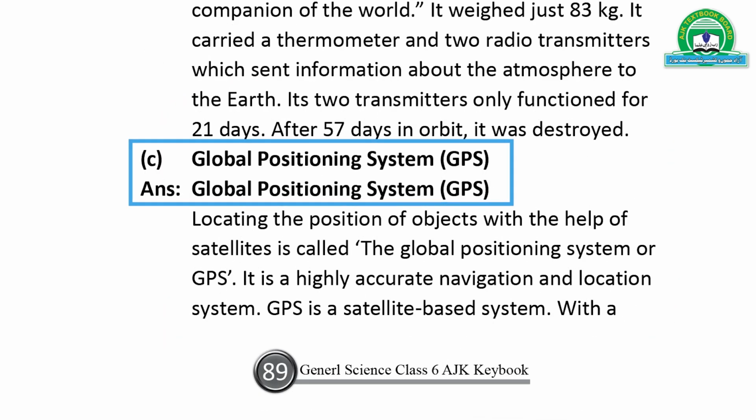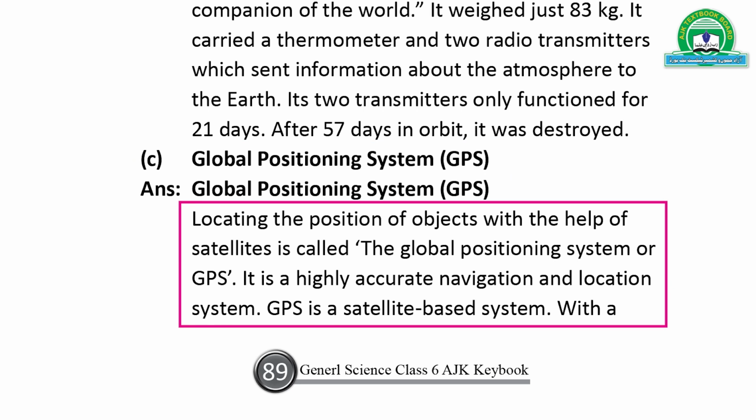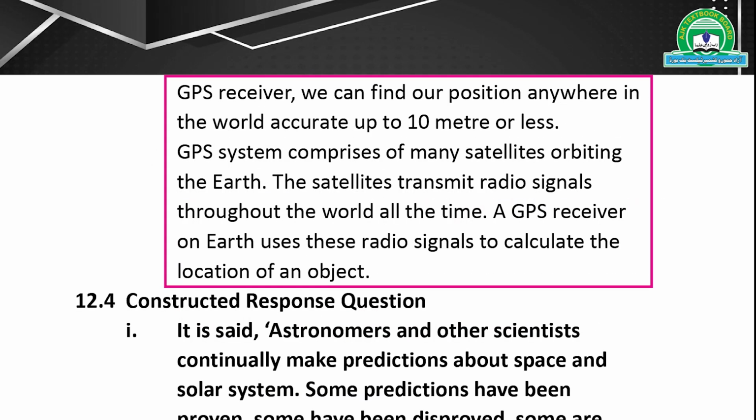Global Positioning System. Locating the position of objects with the help of satellite is called the Global Positioning System or GPS. It is a highly accurate navigation and location system. GPS is a satellite-based system. With a GPS receiver, we can find our position anywhere in the world, accurate up to 10 meters or less. GPS system comprises many satellites orbiting the earth. The satellites transmit radio signals throughout the world all the time. A GPS receiver on earth uses the radio signals to calculate the location of the object.